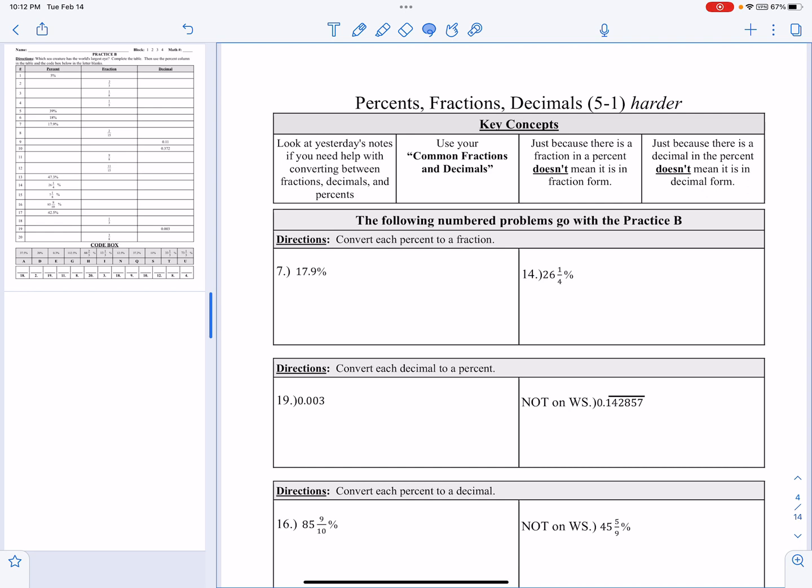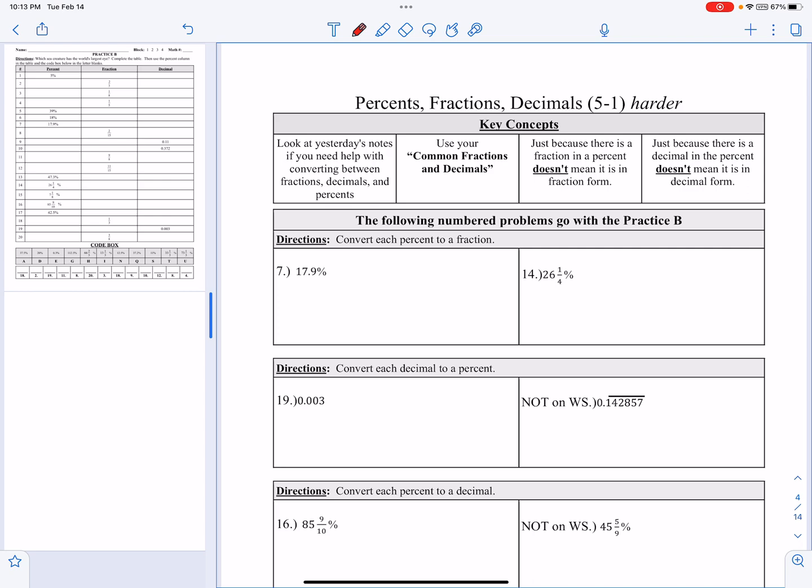All right, a couple things to keep in mind. This is a very similar process to the basic ones, with some little twists. I'd like you to focus on the fact that just because you see a decimal in this percent, it is not in decimal form, it's a percent. And just because you see a fraction in a percent does not mean it's in fraction form. It's still a percent if you see the percent symbol. So you still have to convert it. Don't assume it's already in that decimal or fraction form.